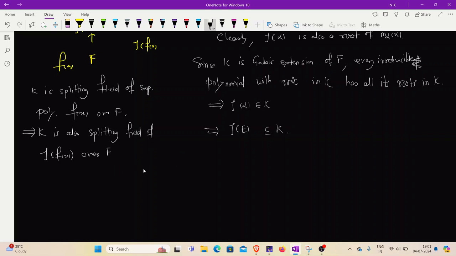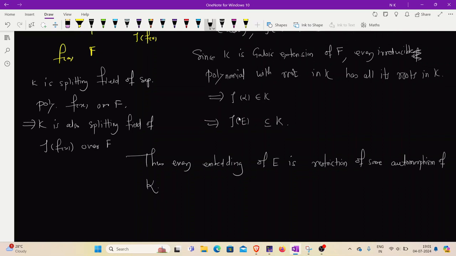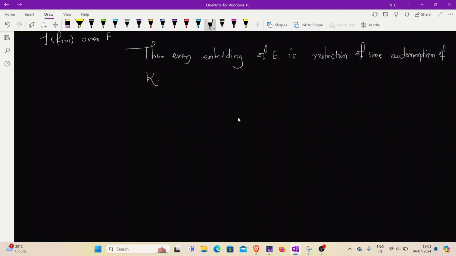Thus, let me write that fact here. So thus, every embedding of E is a restriction of some automorphism of K. Okay, fine. So every embedding of E is a restriction of some automorphism of K. Now, we will try to establish the next fact: when two automorphisms restrict to the same embedding.